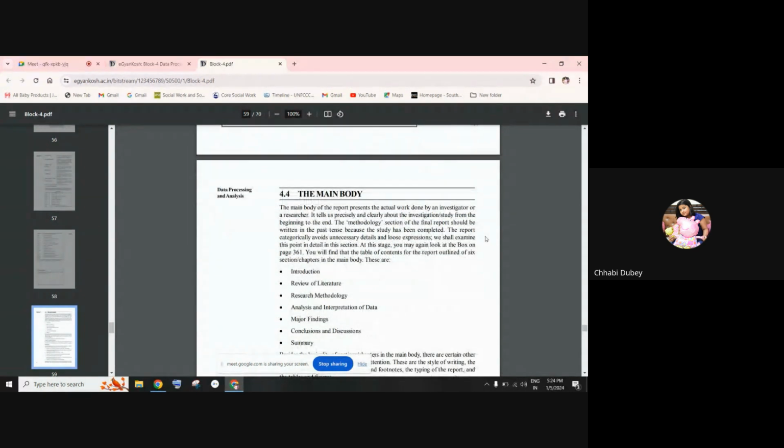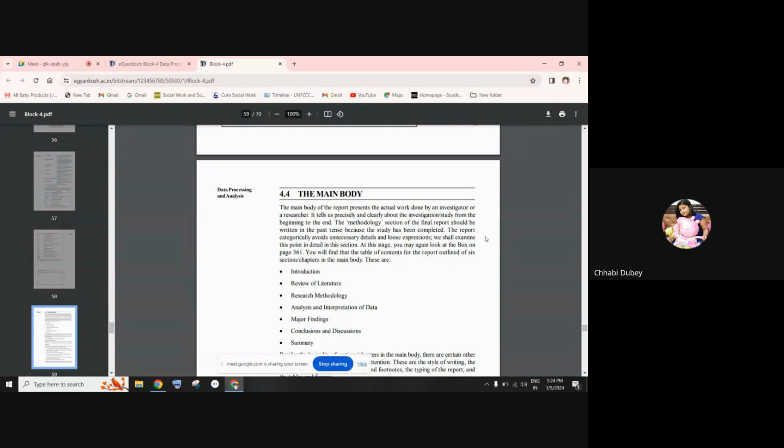Now, after the introduction part, we come to the main body. The main body represents the actual work of the researcher, or the investigator. It tells us very clearly about the investigation study from the beginning to the end. The methodology section of the final report should be written in the past tense, because we have already completed the study. At this stage, the study has been completed, so we would be writing the methodology in the past tense.